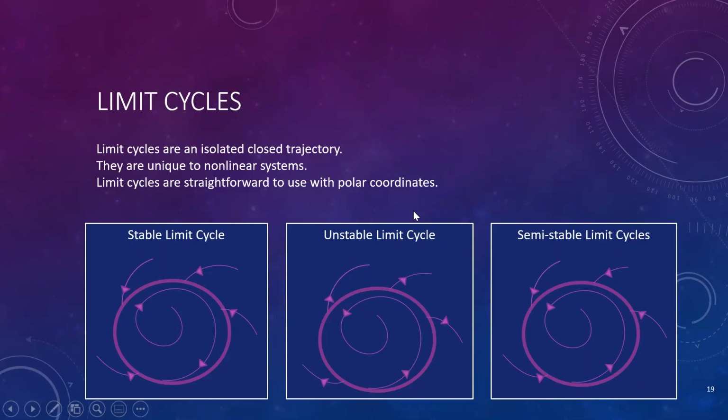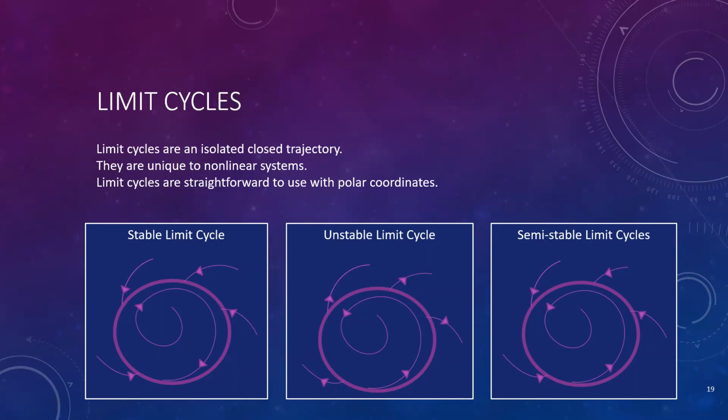Finally, we're going to talk about limit cycles. Limit cycles are an isolated, closed trajectory. In limit cycles, we can see that it is stuck on a pattern that is in the limit cycle points. They are also unique to nonlinear systems, meaning that linear systems won't ever have limit cycles.